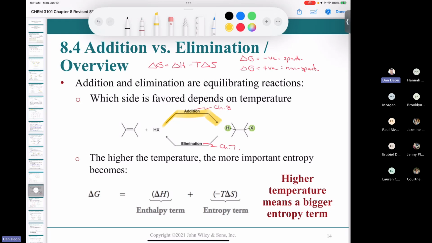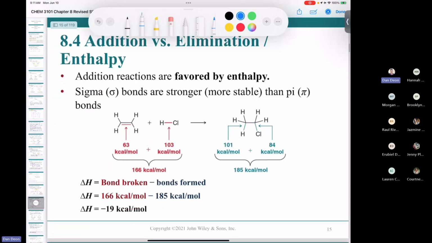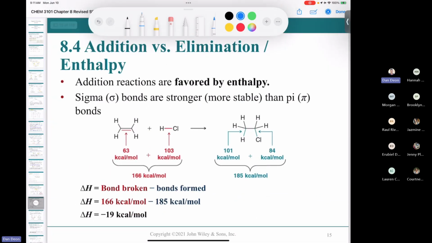We have to take the enthalpy term into account, that's delta H, and then we have to take the entropy term into account. Remember, the sign of delta H can be positive or negative. The sign of delta S can be positive or negative. But the sign of T is always positive, because temperature is in Kelvin. So we have to figure out what the sign of the enthalpy term is going to be and what the sign of the entropy term is going to be. Then we can figure out which reaction pathway, addition or elimination, is going to predominate. Let's start by taking a look at enthalpy.